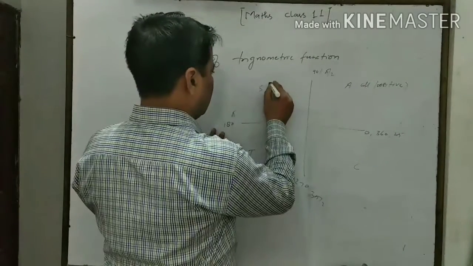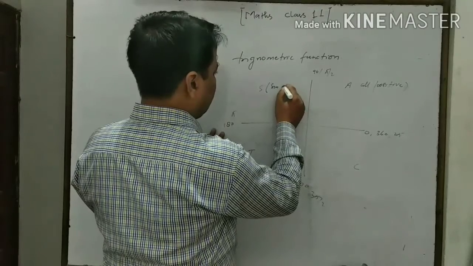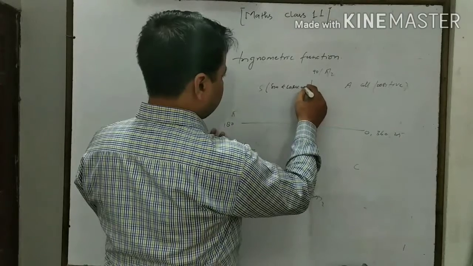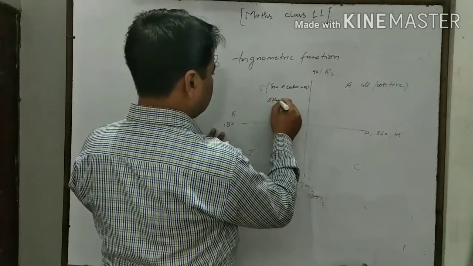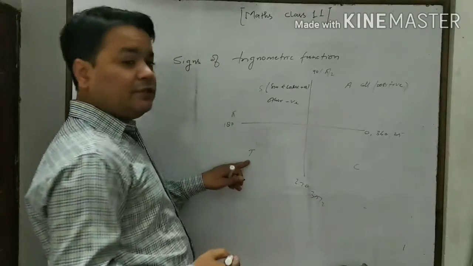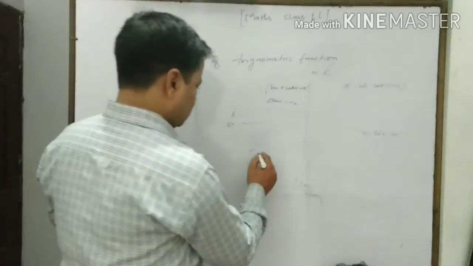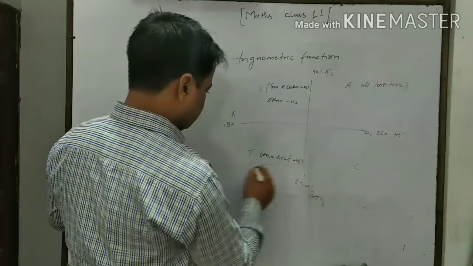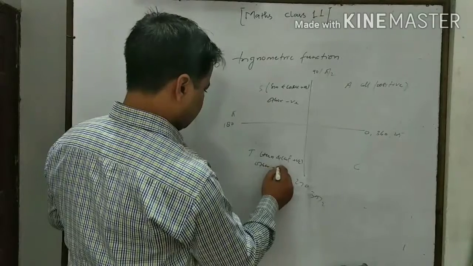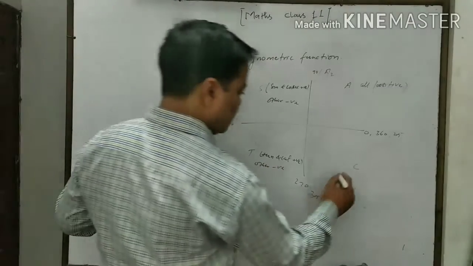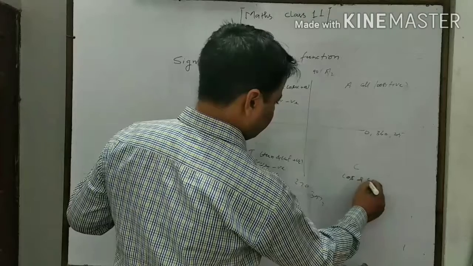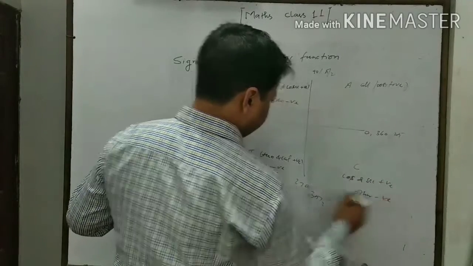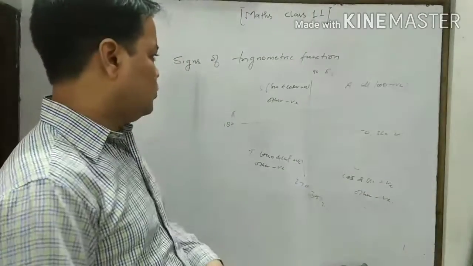S means sine and cosec positive, other negative. T means tan and cot. Tan and cot positive and other negative. C means cos and sec positive, other negative. Try to understand once more.